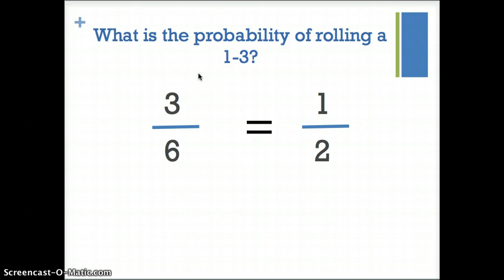We can then reduce 3 out of 6 down to 1/2 because there is 1 3 in the number 3 on the numerator and 2 3s in the 6 in the denominator. So the probability of rolling a 1 through 3 is 1/2.